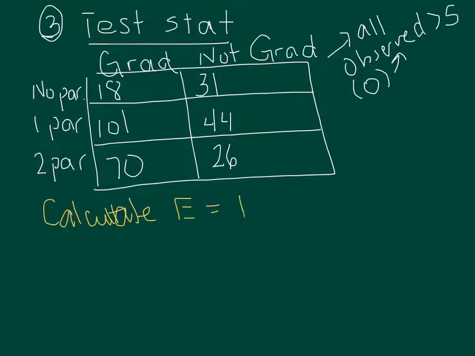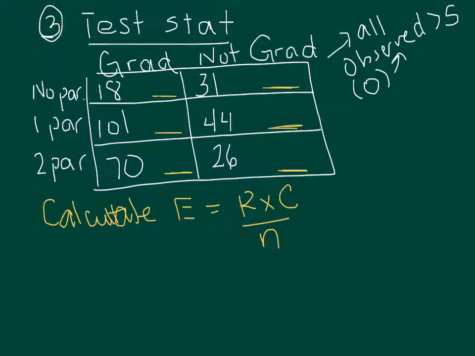E is equal to your row times your column divided by your sample size, for each block. So we're going to do that for this one, this one, this one, this one, this one, and this one.